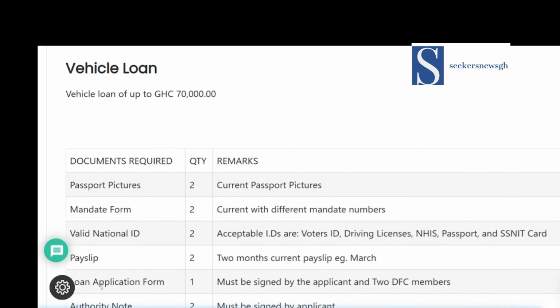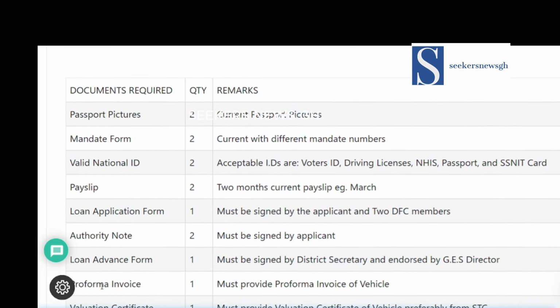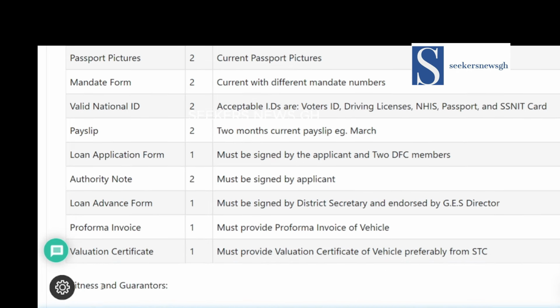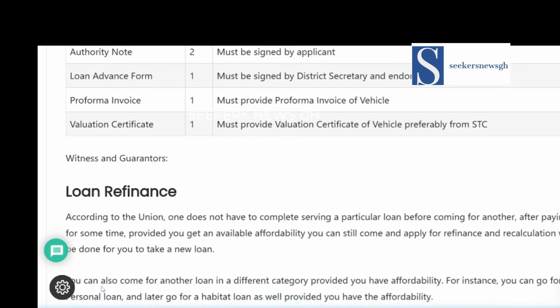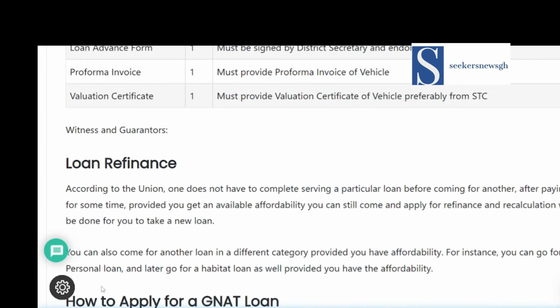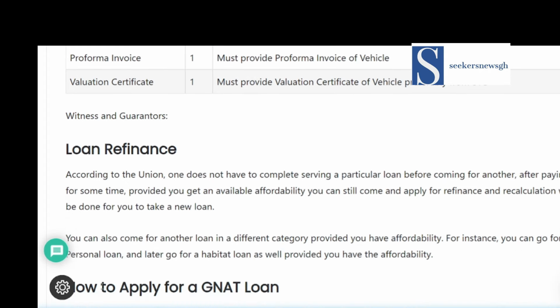Vehicle loan is up to 70,000. So you also need your passport picture, mandate form, valid national ID, payslip, loan application form, authority note, loan advance form, pro forma invoice. You must provide a pro forma invoice of the vehicle and a valuation certificate.